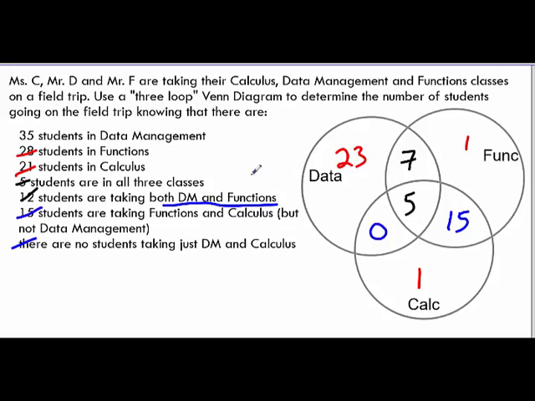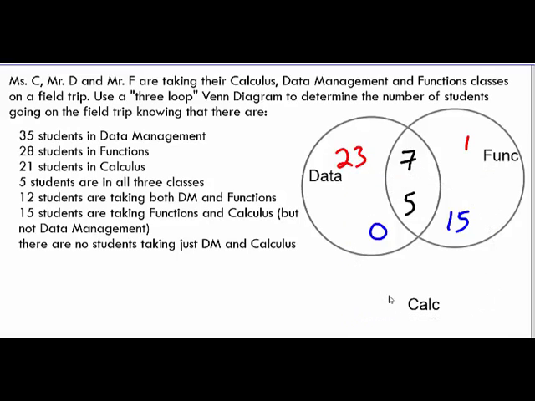So hopefully that helps. Again, when I'm looking at these statements, each one must be true individually. I need 35 students in data management. I see 30, 5, and 0, good. 28 students in functions. I see 15 and 5 is 20, and 8 more is 28, good.